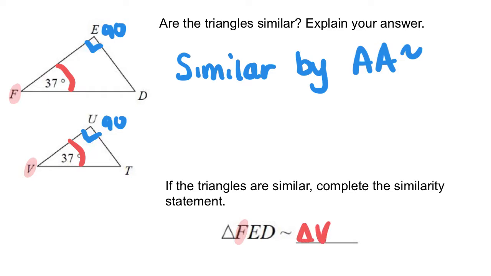Then I have E, which is the right angle in the top triangle. So the right angle in the bottom triangle is U. And then my last remaining vertex is the one that's an unlabeled angle. So in the top triangle it's D, and in the bottom triangle it would be T. So it's triangle VUT.